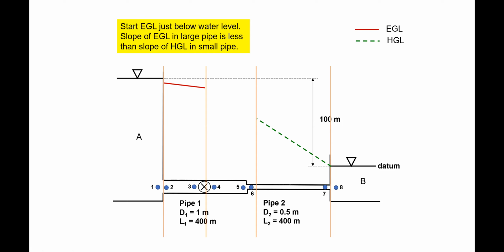The energy grade line will start just below the water level, and it'll have a slope that's going to be less in the large pipe than it is in the small pipe. So take a second to think about that, why that is. Why is the slope of the energy or hydraulic grade line going to be more mild in the larger diameter pipe?